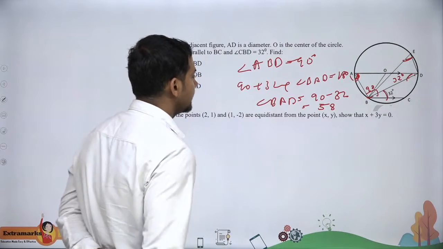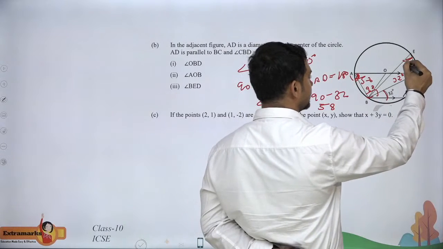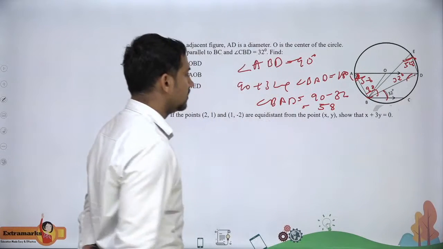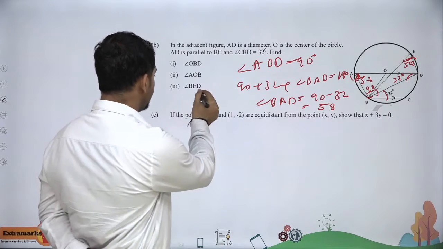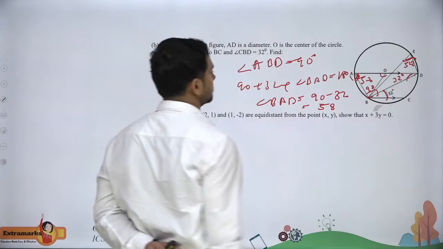Now, this angle is 58. So what about this angle? Because the angles are on the same segment, this angle is also 58 degrees. So angle BAD is 58, and we know that angle AOB is double, so it is equal to 64. Similarly, we find all this.